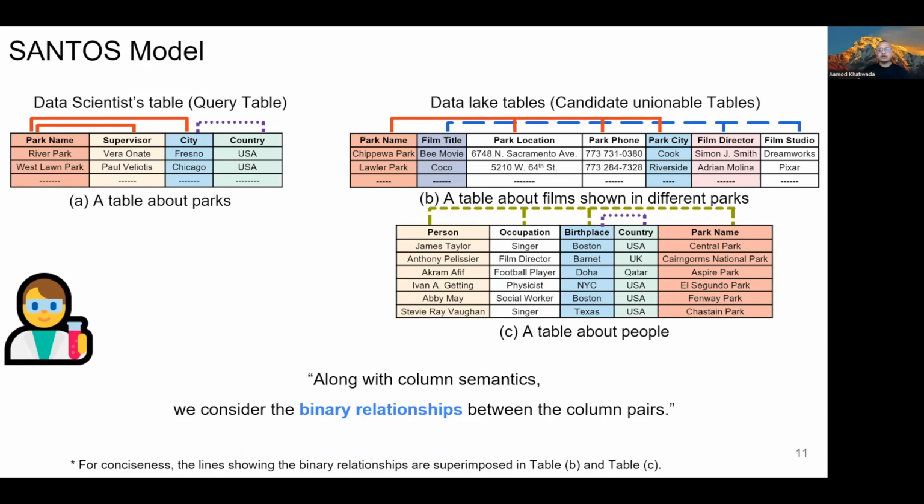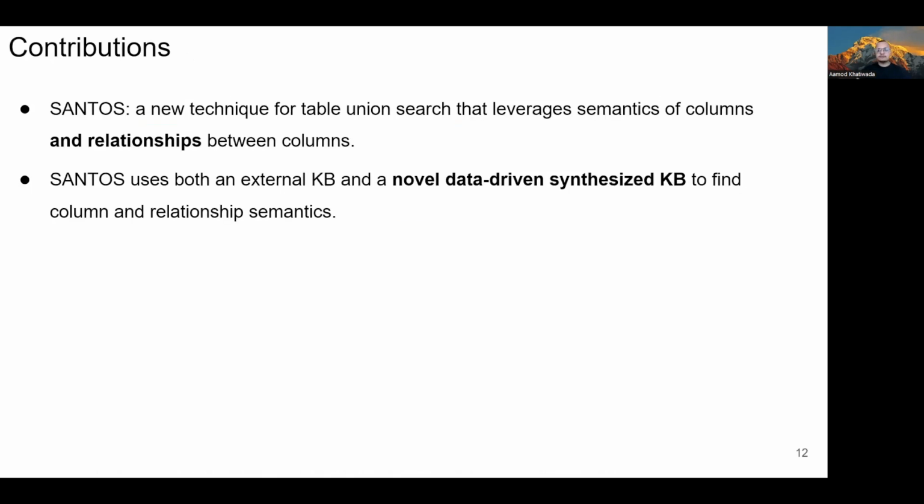In what follows, we also propose SANTOS, which, along with the column semantics, also considers the binary relationships between the column pairs. For example, in table A, park name has a binary relationship with supervisor and another binary relationship with city. Note that for conciseness, we have superimposed the binary relationships in table B and table C. So to summarize our contributions, we present SANTOS, a new table union search technique that uses both column semantics and binary relationship between the column pairs to infer table unionability.